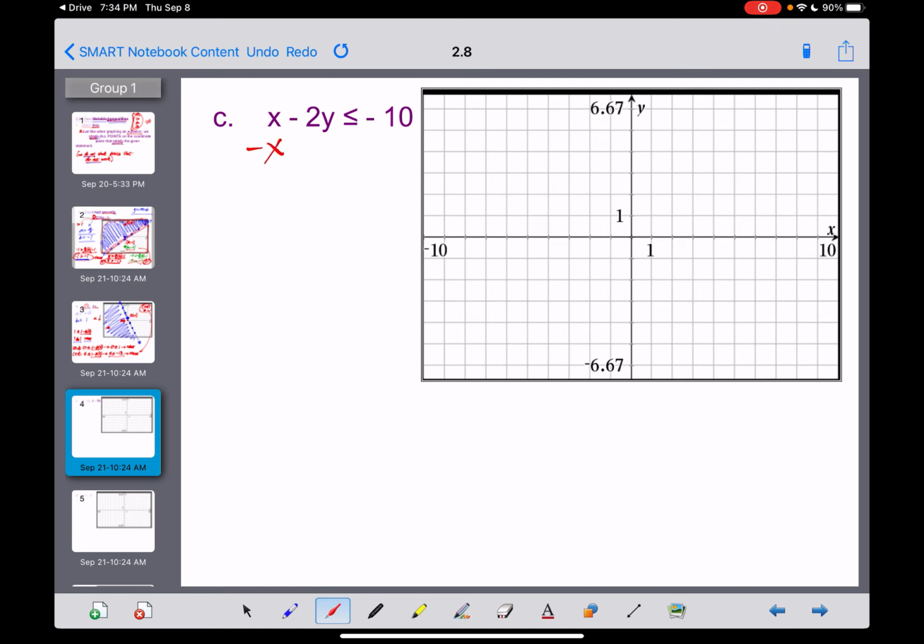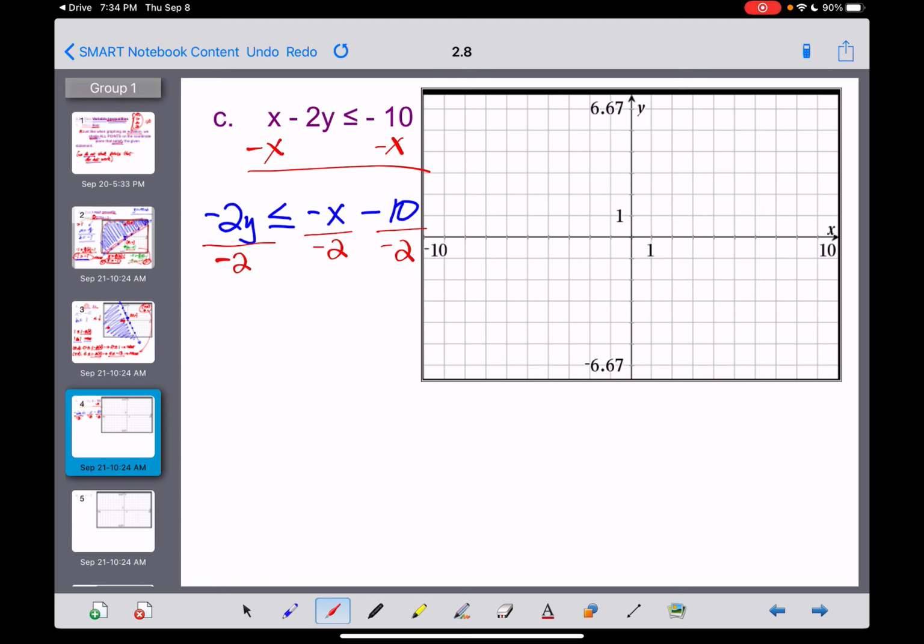The first thing we're going to do is subtract an x from both sides, and that will give us negative 2y is less than or equal to, and that's written best as a negative x minus 10. To get y by itself now, we need to divide out its coefficient of negative 2.